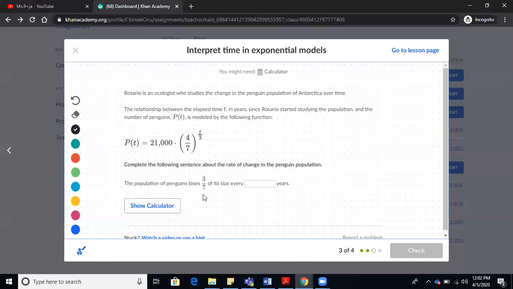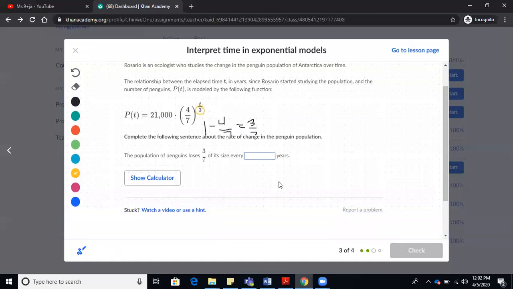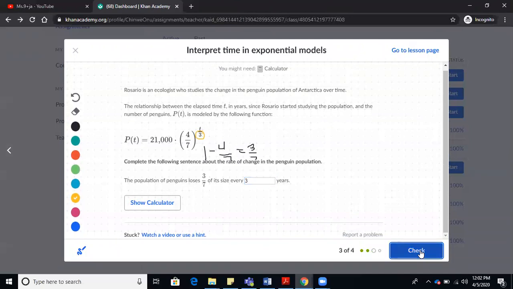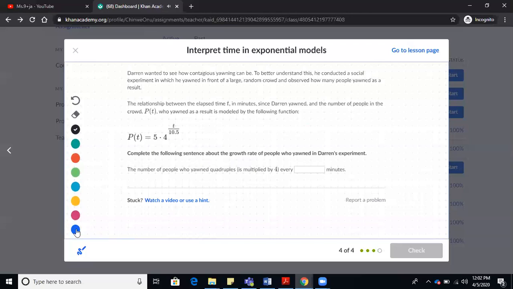Next one. This loses 3/7, and I know it's 3/7 that is losing. I'll do 1 minus 4/7, which ends up being 7 over 7 minus 4/7, which ends up being 3/7. And again, for my interpret time, all I'm looking at is what's down here, and it's doing that every 3 years. So for interpret time, it's really simple. You just want to look at your denominator.